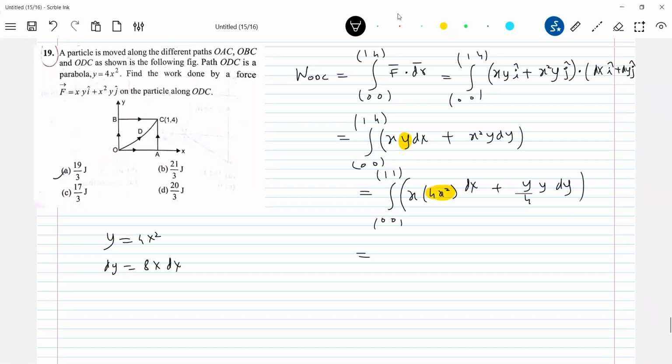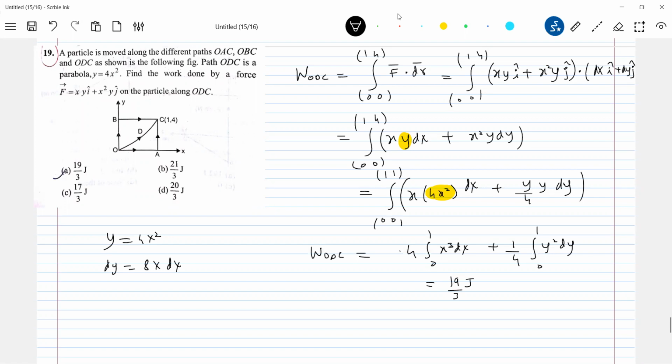Now break up the limit. This will be 4x cube dx from 0 to 1, plus 1 by 4 y square dy from 0 to 1. Calculate, and you'll get the work done by that force along that path. Can we check it? This value will be 19 by 3. Is it a conservative force?